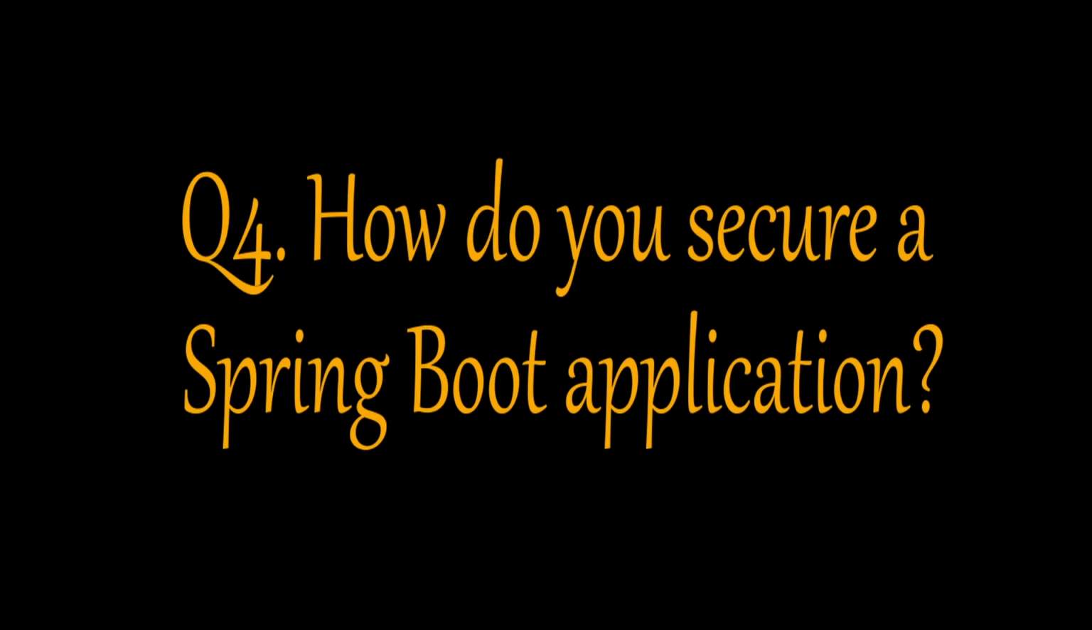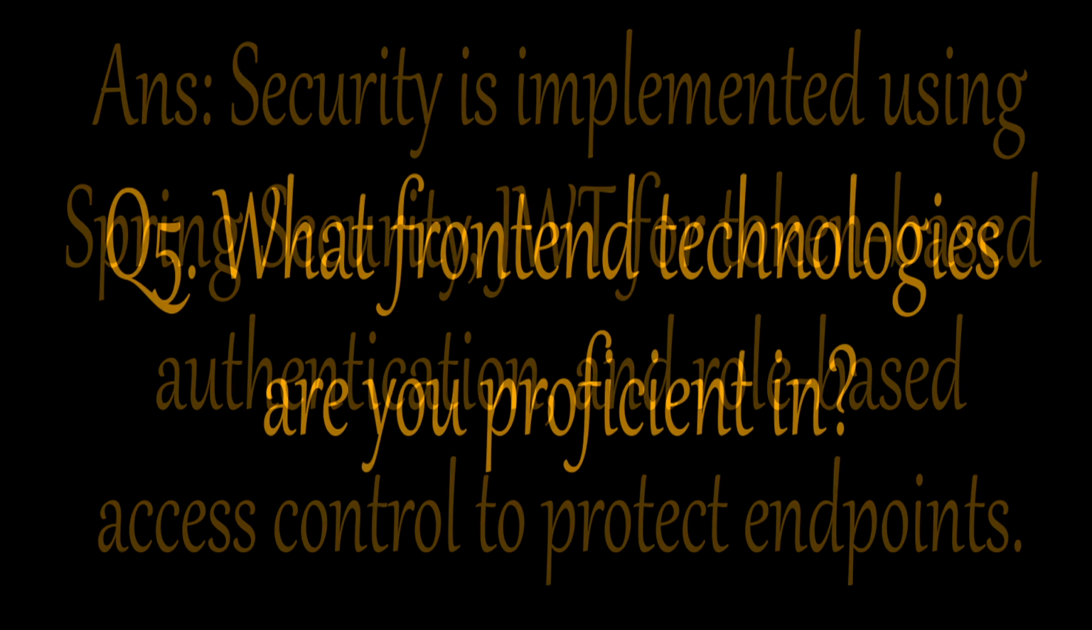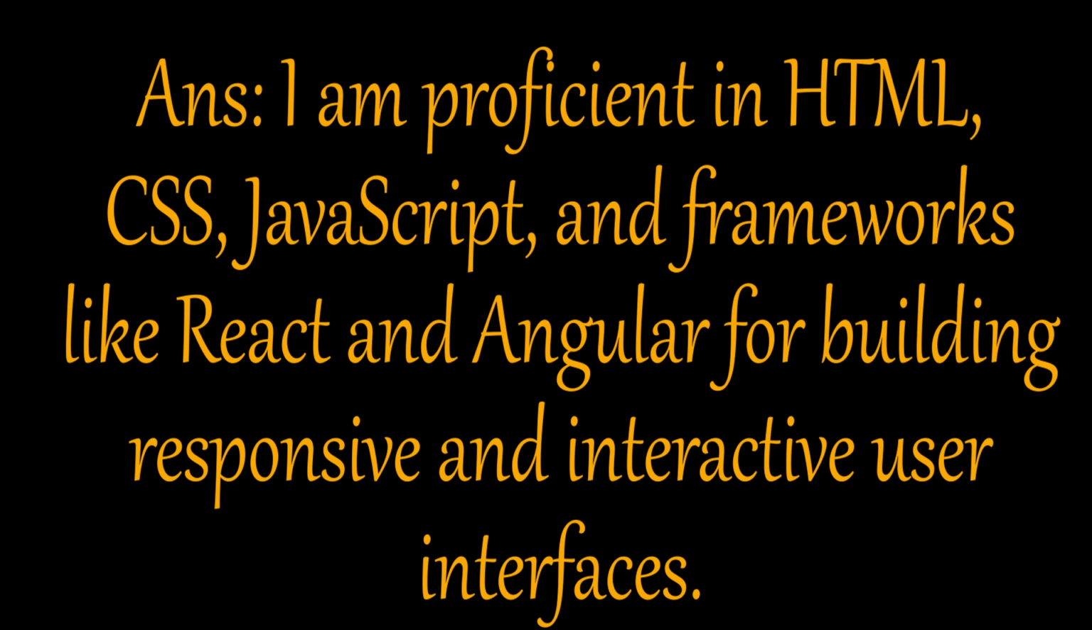Q4. How do you secure a Spring Boot application? Answer. Security is implemented using Spring Security, JWT for token-based authentication, and role-based access control to protect endpoints. Q5. What front-end technologies are you proficient in? Answer. I am proficient in HTML, CSS, JavaScript, and frameworks like React and Angular for building responsive and interactive user interfaces.